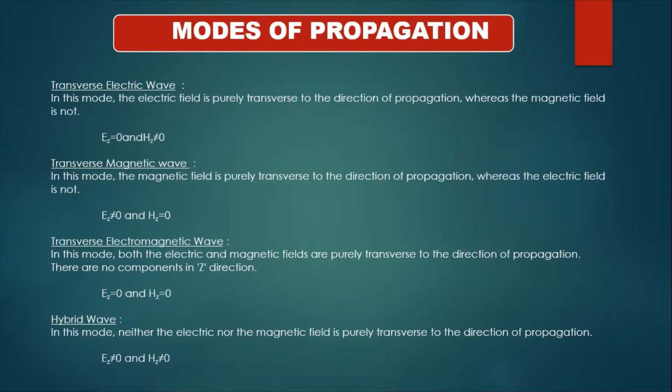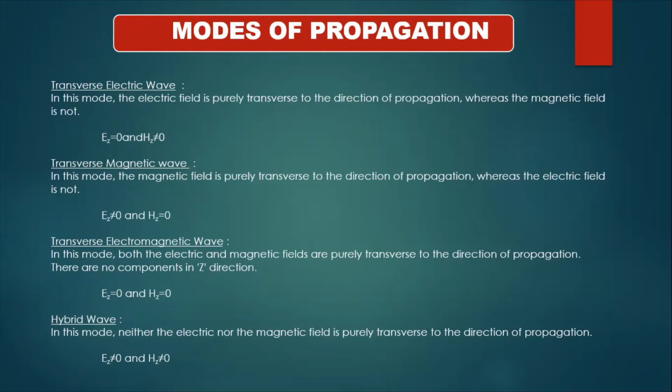In the transverse electromagnetic wave, both the electric and magnetic fields are purely transverse to the direction of propagation. There are no components in the z direction. Thus, Ez equals 0 and Hz equals 0.